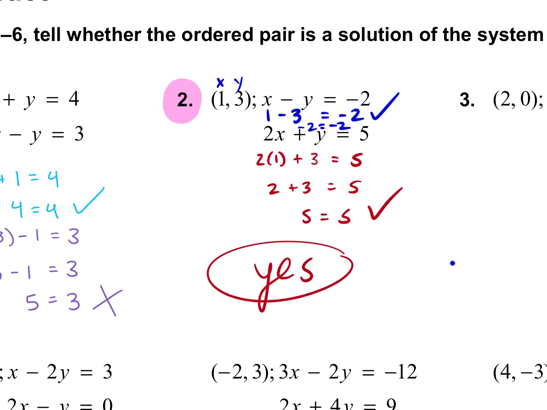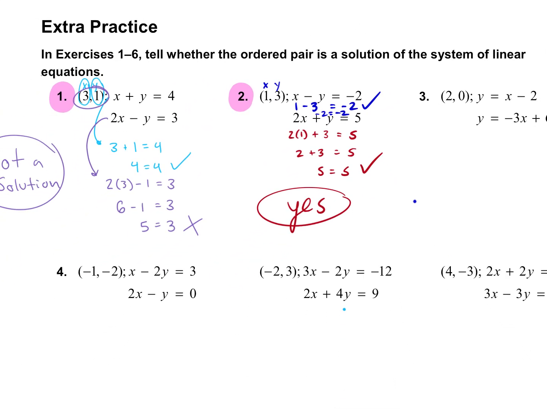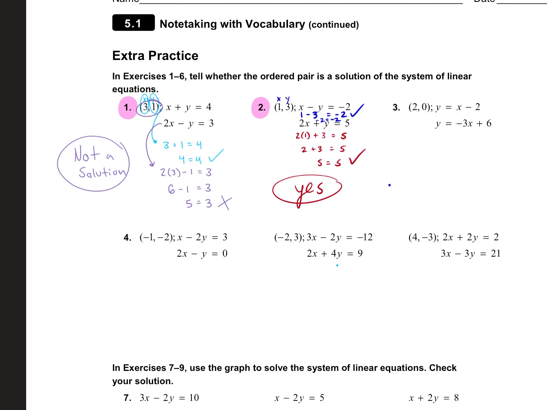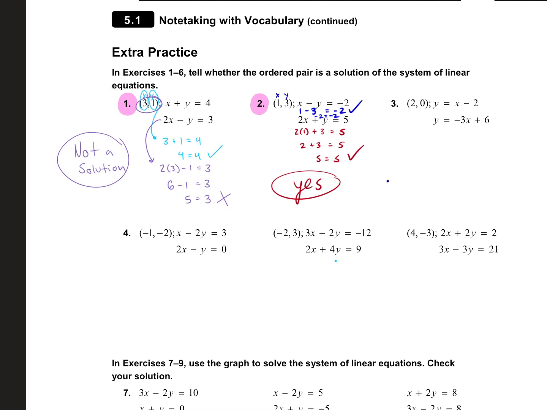So for these types of questions, you have to show the work. Show me that you plug them both in. Either say, no, it's not a solution, or yes, it is a solution. But I need to see your work. So make sure you plug it into both equations. We good with these?